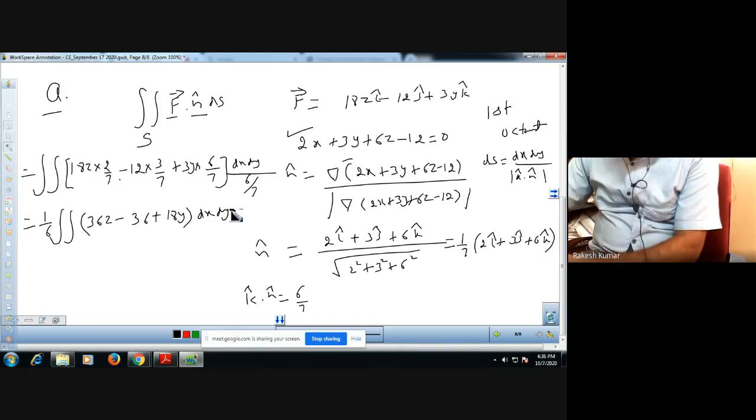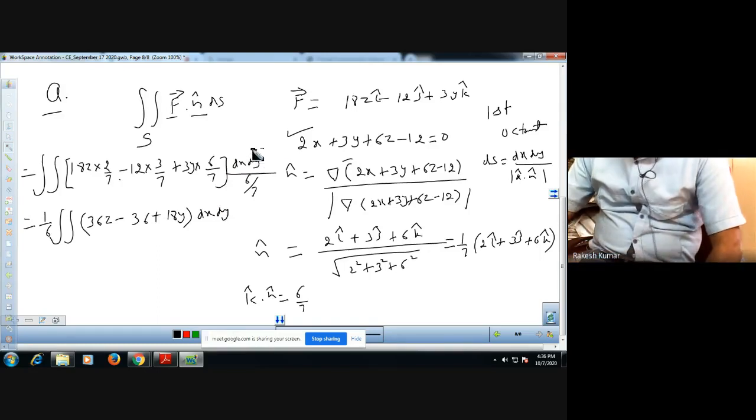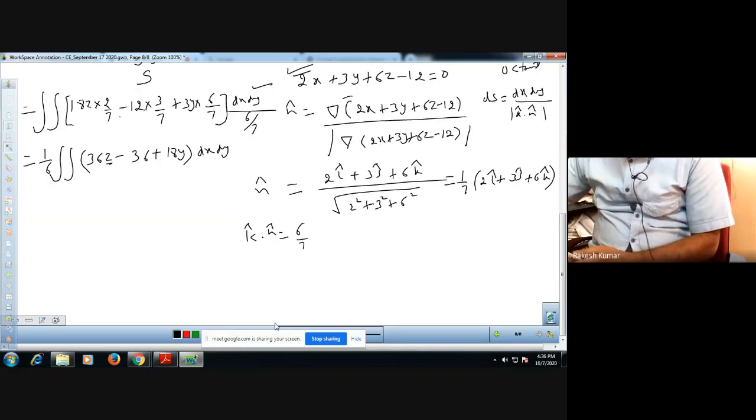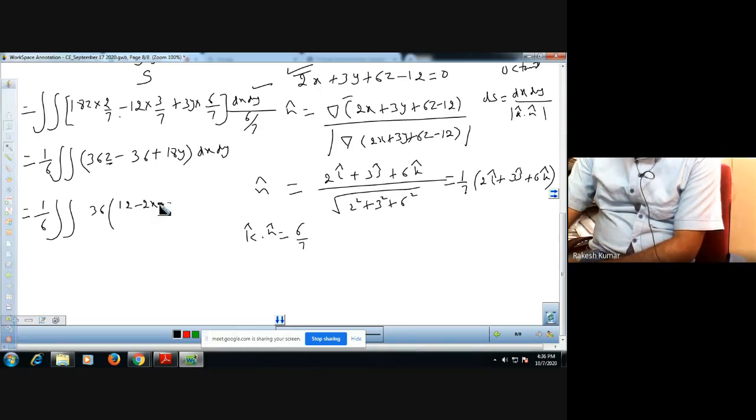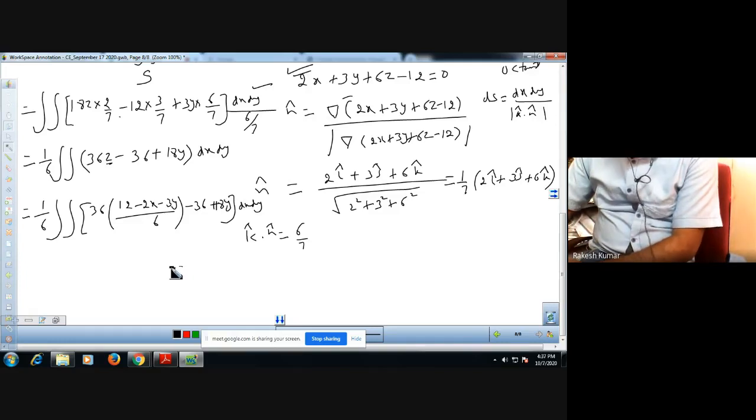And one more question comes here: we are in the xy plane, so we should substitute the value of z. How to find the value of z from the equation of plane? From this equation of plane, we can substitute the value of z. That will be calculated as 12 minus 2x minus 3y upon 6. Substituting into the expression, minus 36 plus 18y into dx dy.